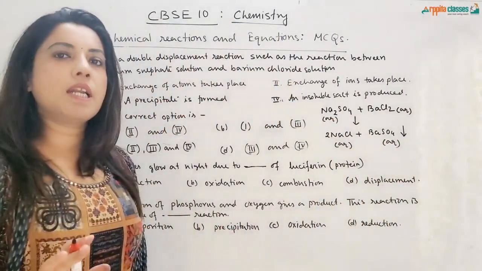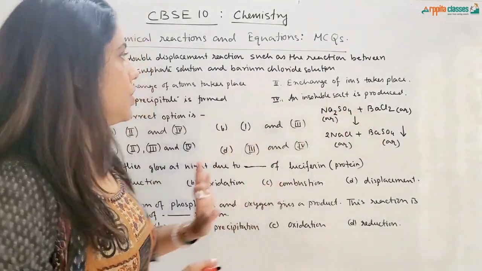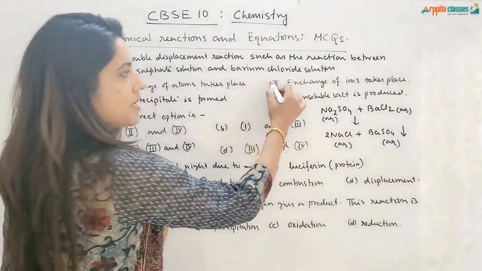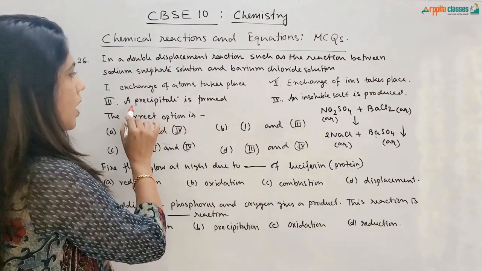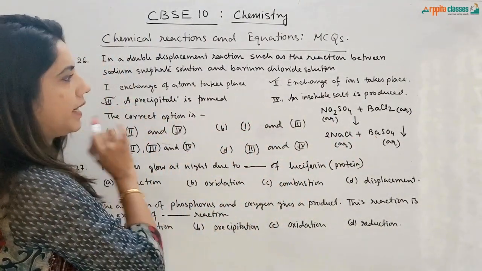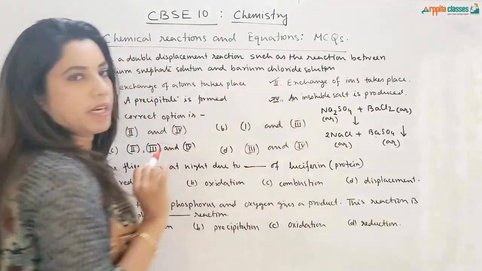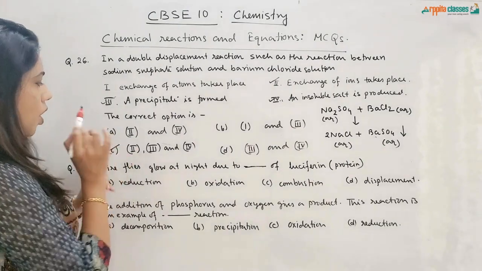What happens in a double displacement reaction? We know that ions exchange their places, so exchange of ions takes place is correct. Secondly, an insoluble salt is formed, so a precipitate is formed is correct, and insoluble salt is formed is correct. So 2, 3, 4 are the right options, and we have that in option number C.